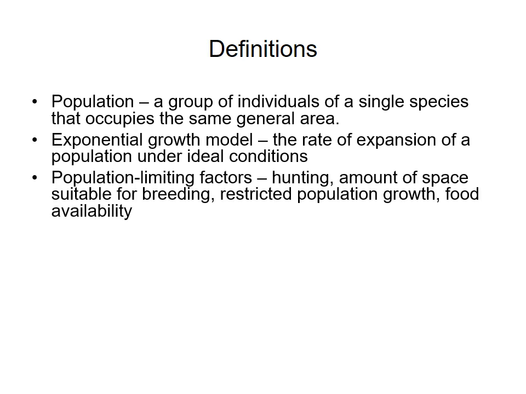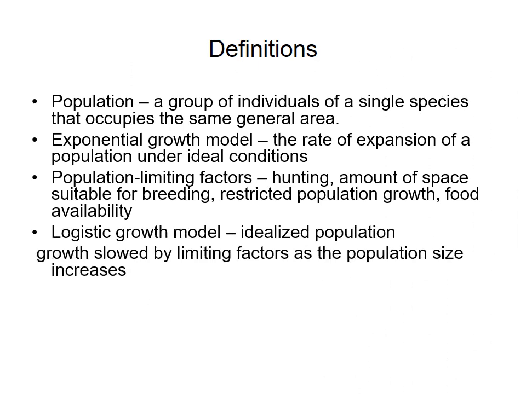Population limiting factors. Just like it sounds, it limits the number of organisms for that population. Hunting, the amount of space available for breeding, the amount of space for growth, the amount of space for food, and water availability, etc. We'll talk more about those later on. The logistic growth model, which is basically the logical growth model. This is what happens to growth because of limiting factors. And this is how population size slows down.